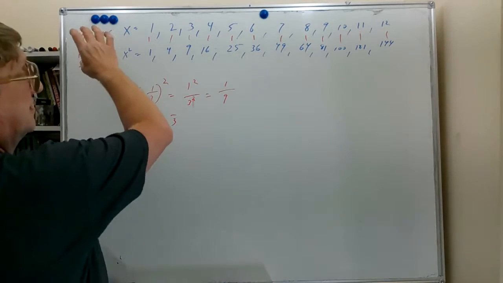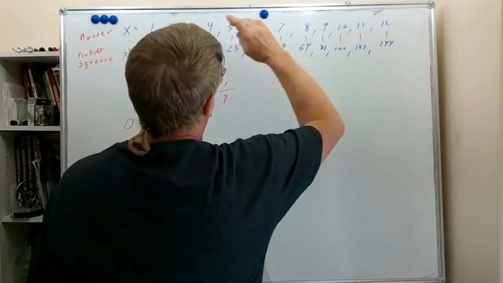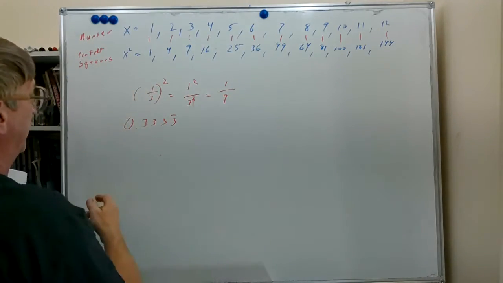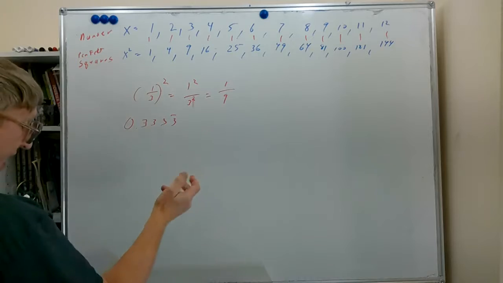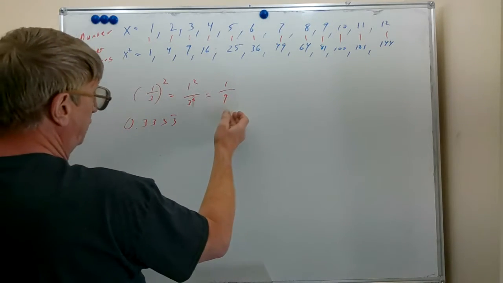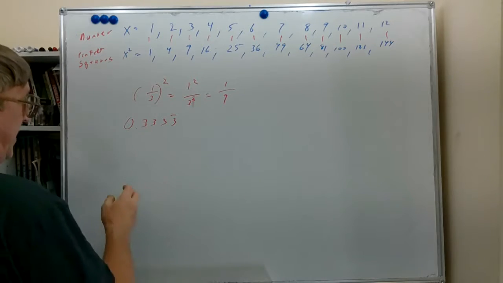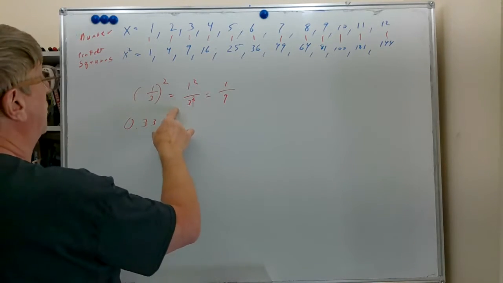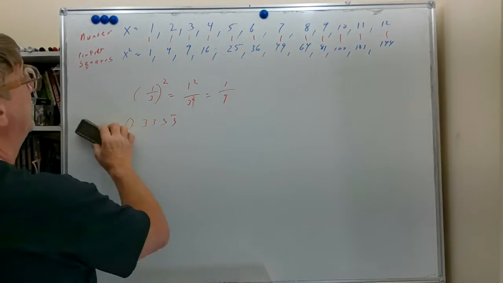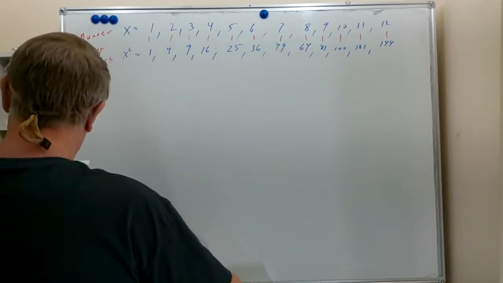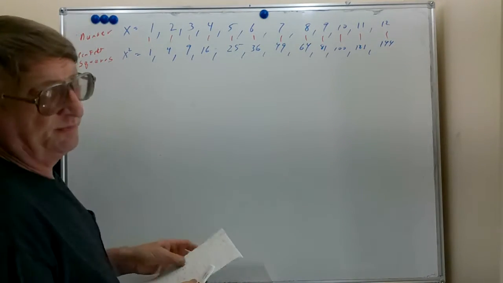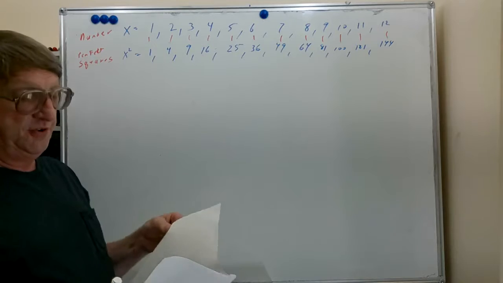So these are the first 12 whole numbers and their perfect squares. Here's an example of a fraction creating a perfect square. The 1/9 is a perfect square because 1/3 times 1/3 equals 1/9. Here is the decimal representation of 1/3. So we're going to work on a few examples.